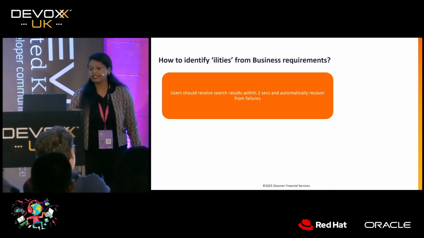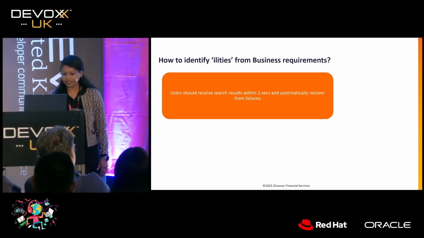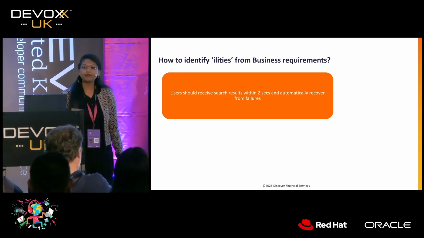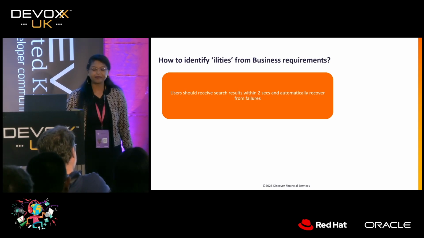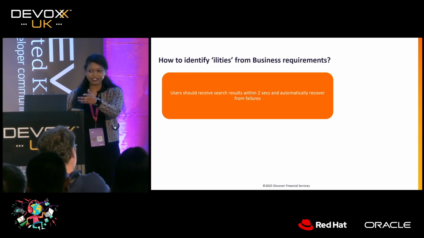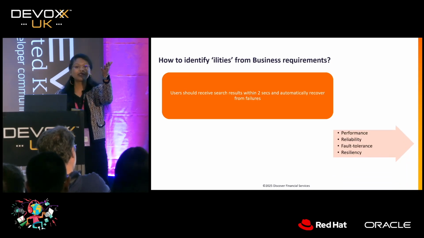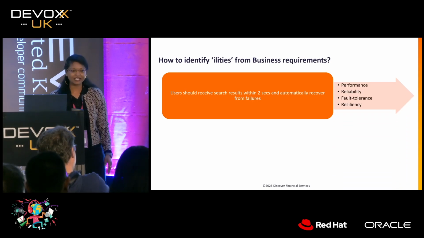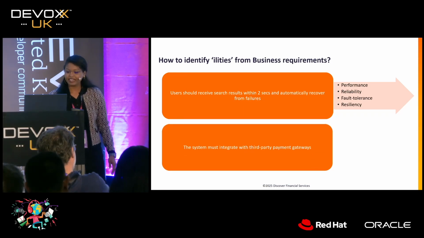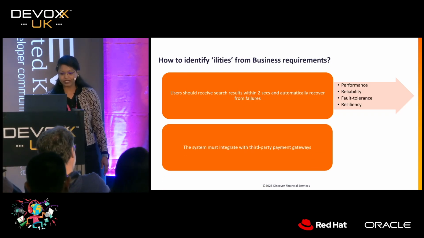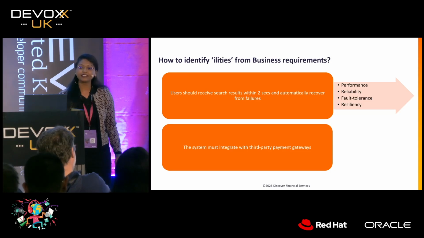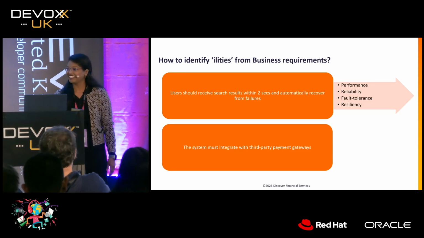Last two examples. Users should receive search results within 2 seconds and automatically recover from failures. Fault tolerance, resiliency, absolutely, and performance. Those are the ilities we are looking for. The last one: the system must integrate with third-party payment gateways. A bit of a tricky one. What's that?